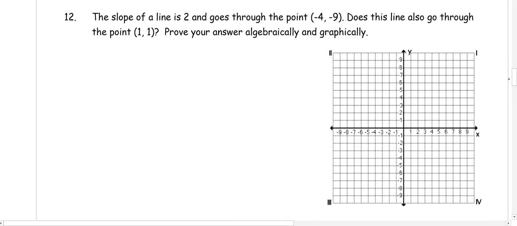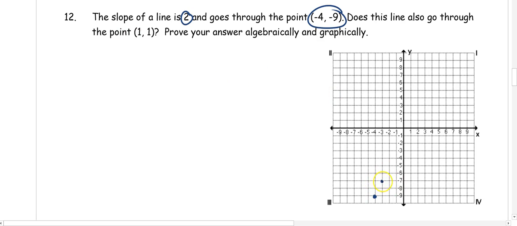So number 12, the slope of the line is 2 and goes to the point (4, negative 9). Does the line also go through the point (1, 1)? So we can look at this two ways. First, we can graph using the slope and this point to see if we get to (1, 1). So I'm going to go to (4, negative 9), and I'm going to use my slope to see if I can get to the point (1, 1).